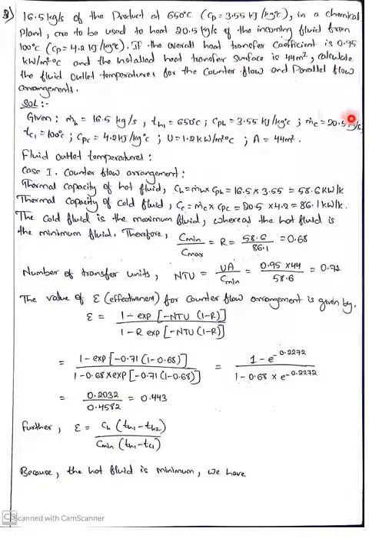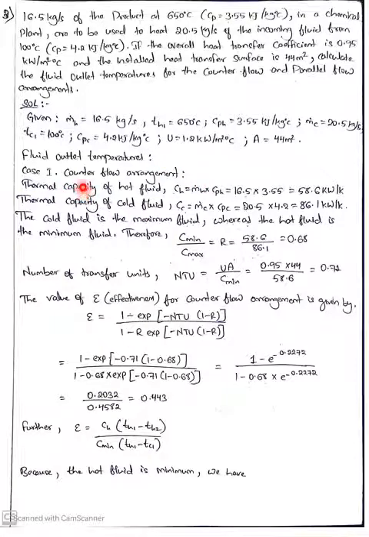So he has given certain values with respect to the hot fluid and cold fluid. The very first thing is that he is asking for counter flow and parallel flow arrangements, so we need to find the outlet temperatures based on counter flow and parallel flow. The very first case is the counter flow arrangement.